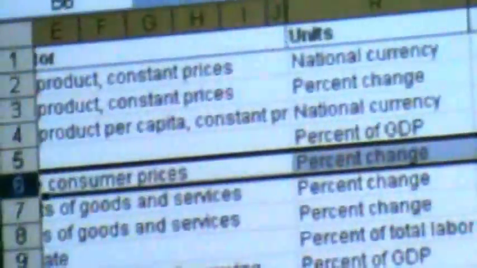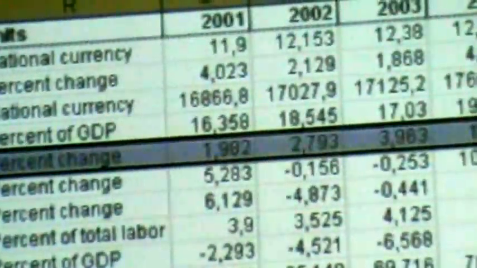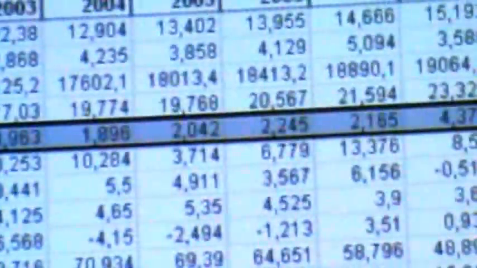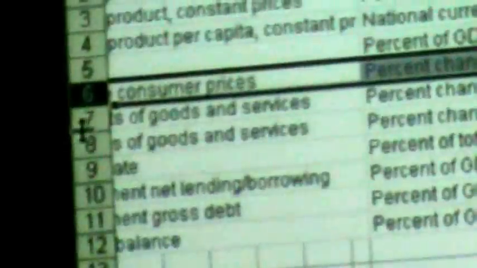What's the next one? Number 6, CPI. Inflation, you see 4, 0, 2, 3. It appears from government statistics that inflation is not a problem, is it? No, not really a problem. Okay. The guy says, what's number 7?